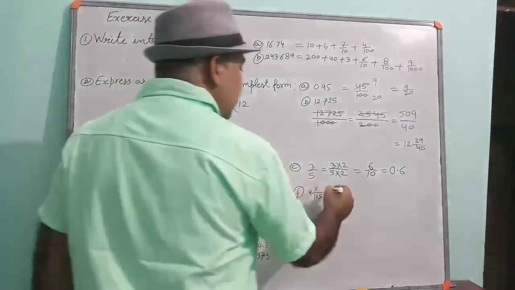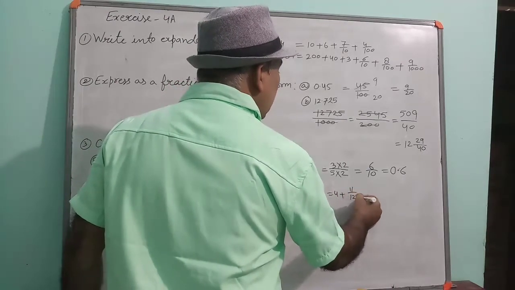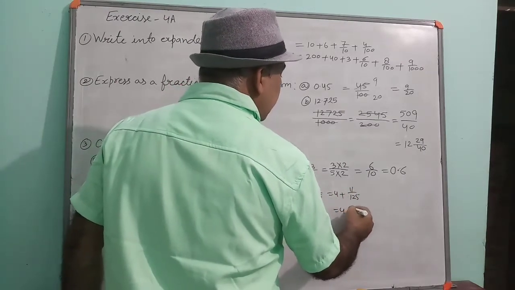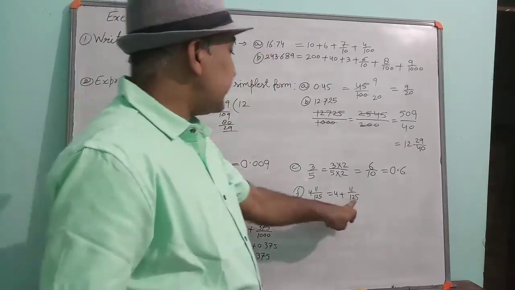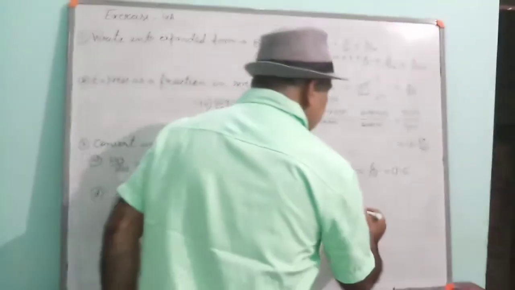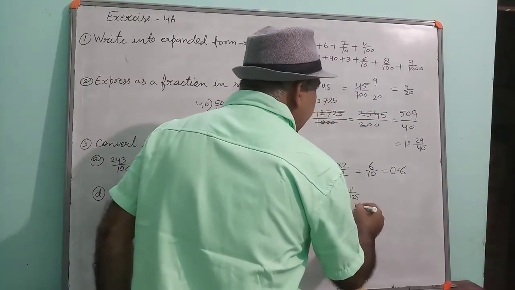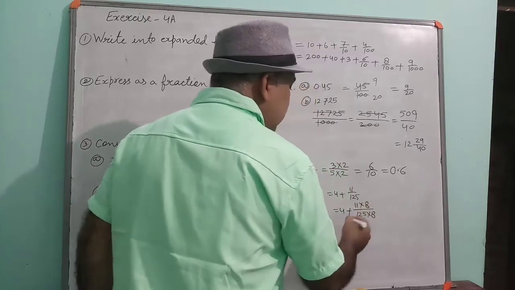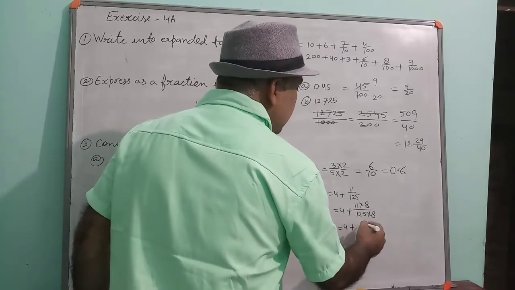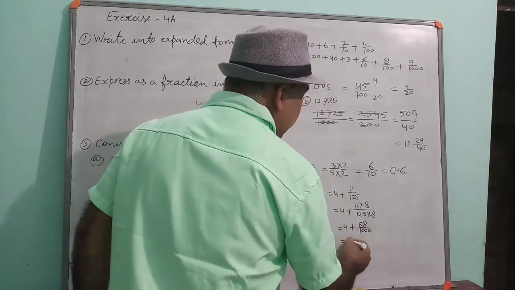By the same method, this question also. 4 plus 11 upon 125. Now see, 125 is multiplied by 8 to convert it into a power of 10. Then 125 is multiplied by 8, so the numerator 11 is also multiplied by 8. So it will become 88 upon 1000.